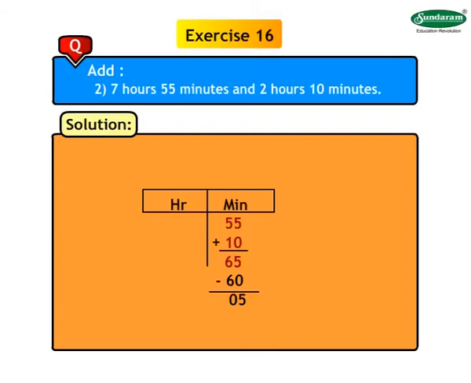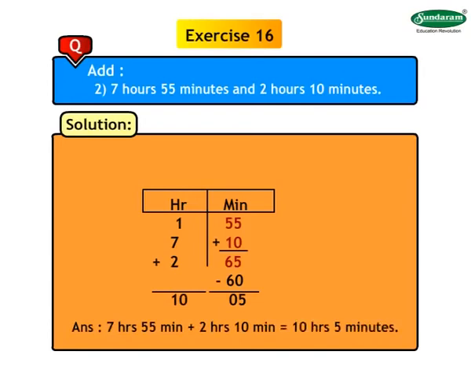60 minutes is equal to 1 hour and 5 minutes remained. Therefore, carry over 1 hour in the hours column and write the remaining 5 minutes in the minutes column. Add the hours: carried over 1 hour plus 7 hours plus 2 hours is equal to 10 hours. Therefore, the answer is 7 hours 55 minutes plus 2 hours 10 minutes is equal to 10 hours 5 minutes.